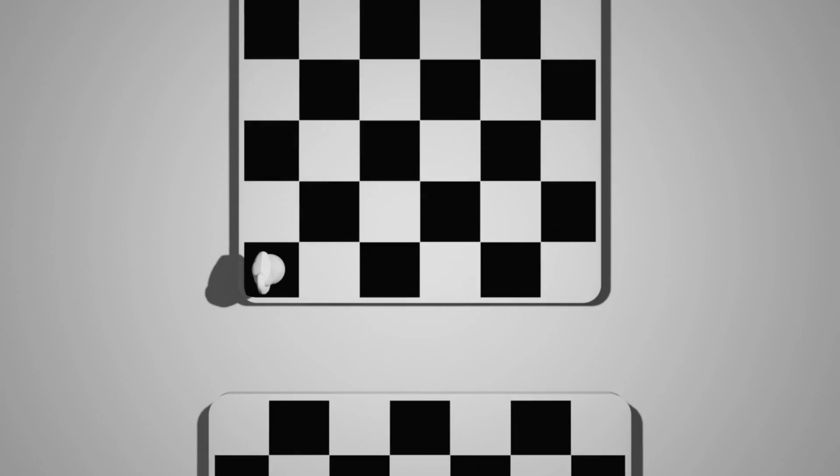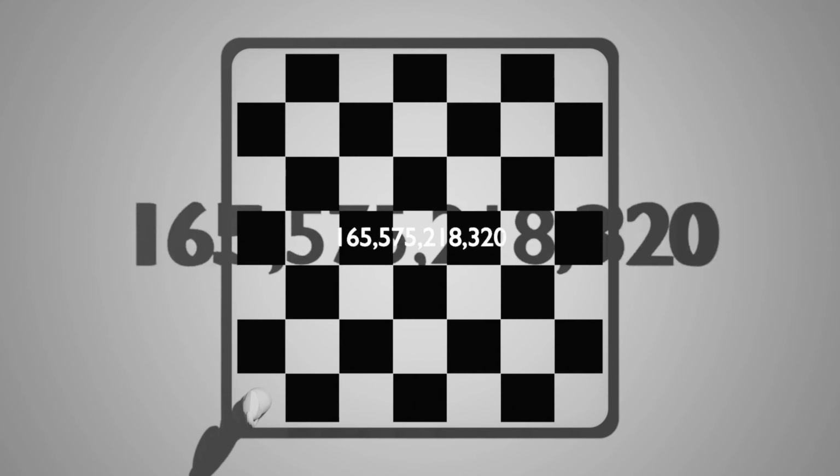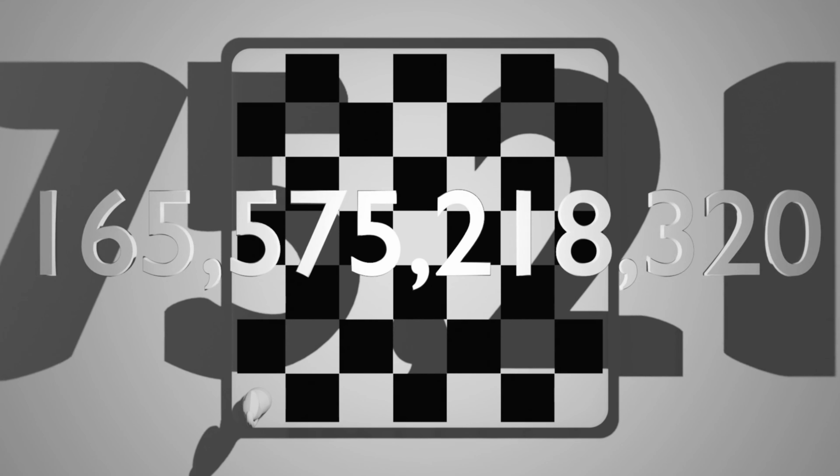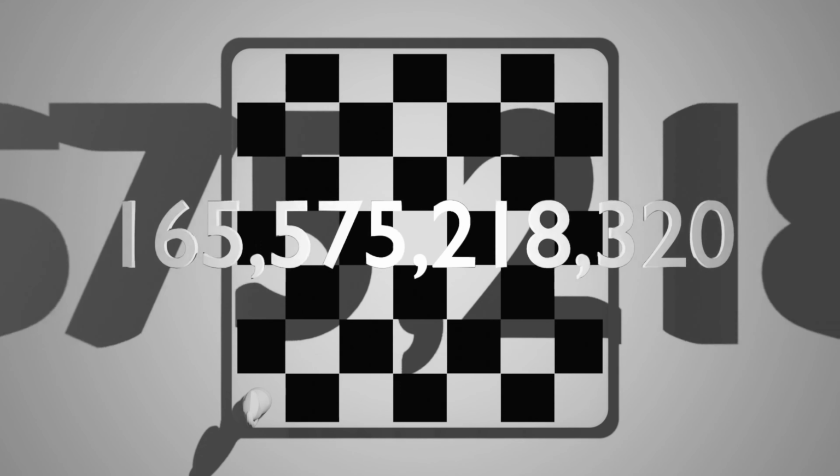On a 7x7 board, we have currently found 165,575,218,320 different Knight's Tours. However, new tours are continually being found. To increase the difficulty further, we can add 4 knights onto our board and see if we can cover every square on the board without repeating any squares. Pause the video and have a go at this one if you want. It may help to break the board down into smaller parts and then solve the problem from there.